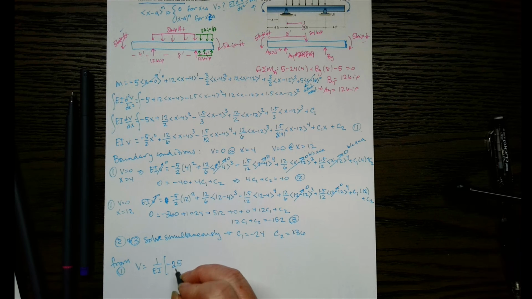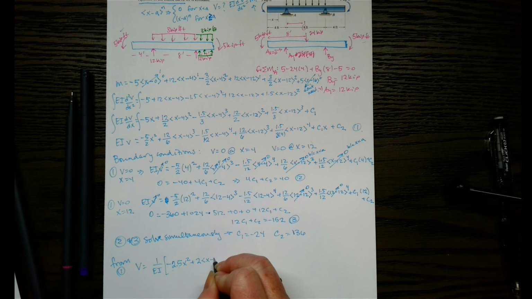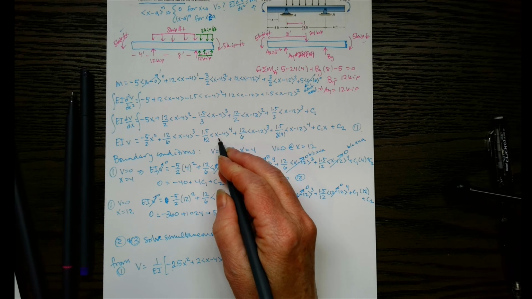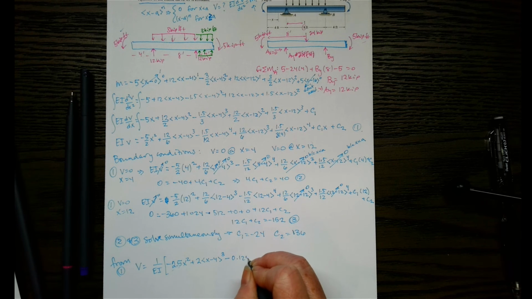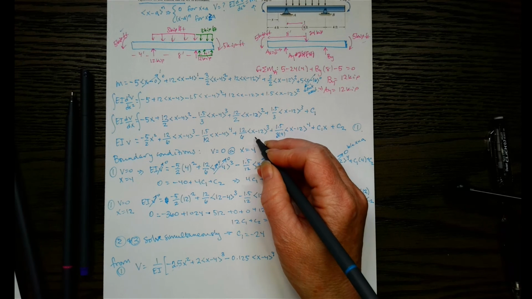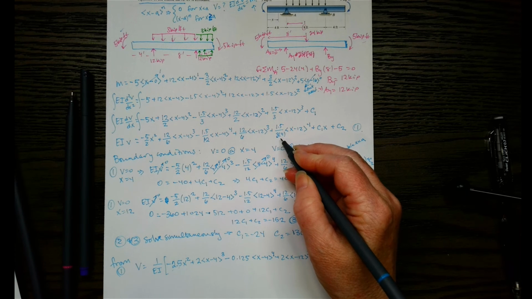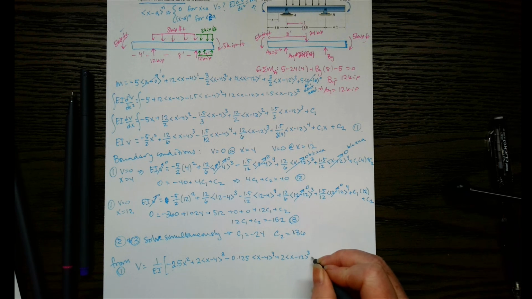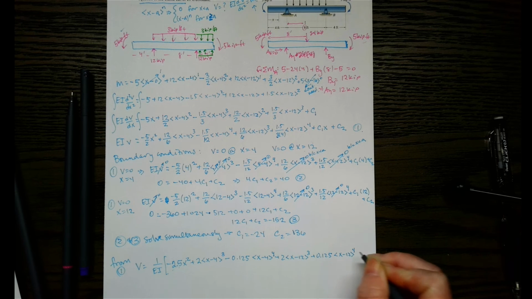And I'm going to simplify the fractions here. So we got 1 over EI times negative 2.5x squared. That's this first term. Plus 2x minus 4 cubed. And then this third term ends up being 1/8, I think. So we get negative 0.125 x minus 4 to the 4th. Plus 2 x minus 12 cubed. This is 1/8 again, so plus 0.125 x minus 12 to the 4th.